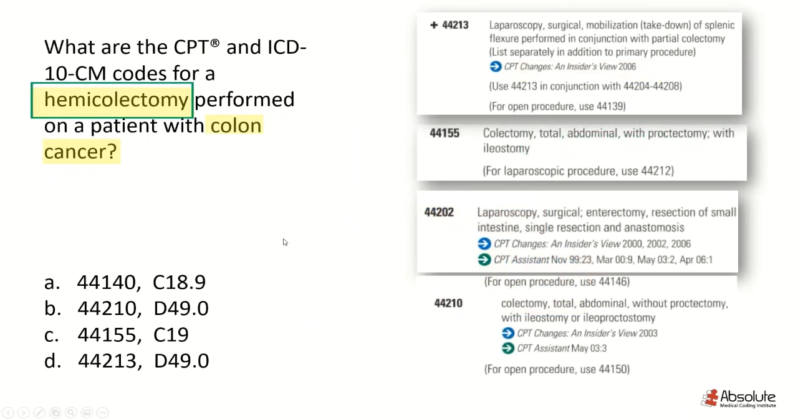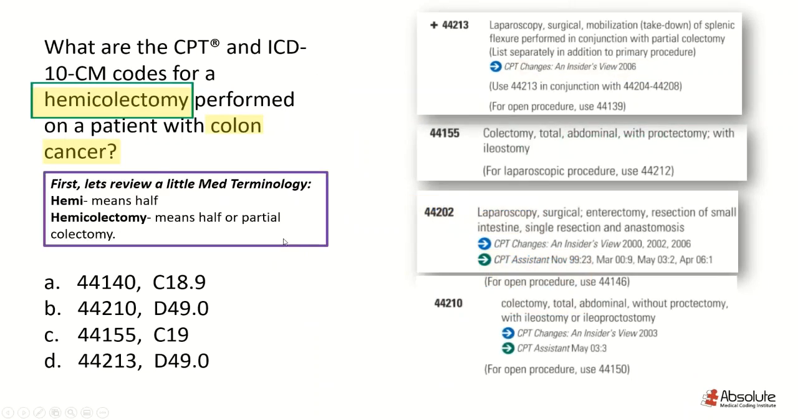All right. For this one, we are indeed coding for this hemicolectomy. You guys know I love my medical terminology. It helps you become a better coder, more solidified with your terms. Hemi means half. Hemicolectomy means we're doing a half or partial colectomy. Right off the bat, this 44213 is an add-on code. We don't even have to start reading what else it's saying, because this would not stand by itself. It wouldn't be first listed.